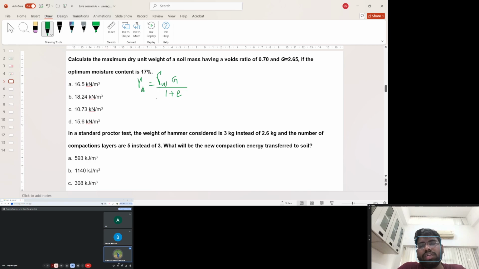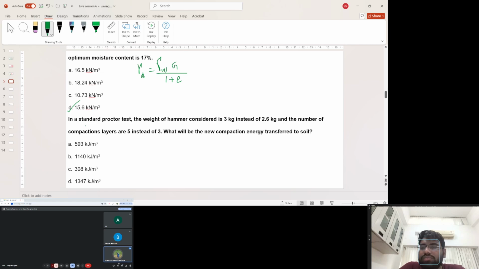Alright. So now this corresponds to the zero air voids line, right? No, sir. It is for maximum dry density, gamma D max. As per the question, gamma D max means there will be some voids there. Here the voids are there, which corresponds to a voids ratio of 0.7. So the major assumption we make here is that for dry density, obviously, the saturation will be zero. That is the assumption here. Fine, 15.6.